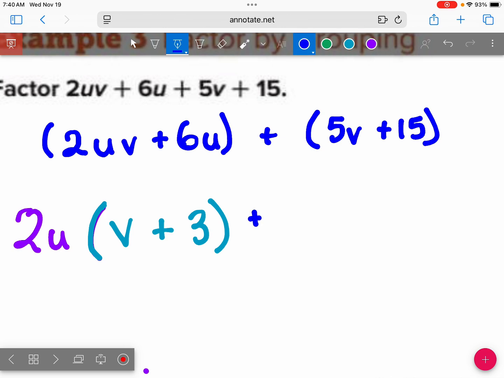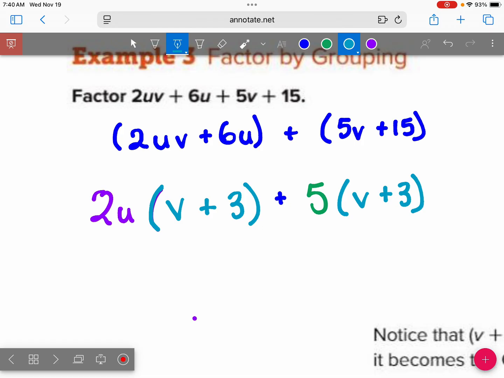Then we're going to do the same thing looking at the right-hand pair. What do those ones have in common? 5, just 5. So we're going to take out a GCF of 5 over here. So we're going to have our 5. When I do that, what's left over? v plus 3.